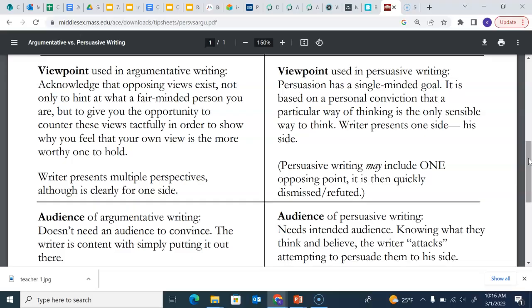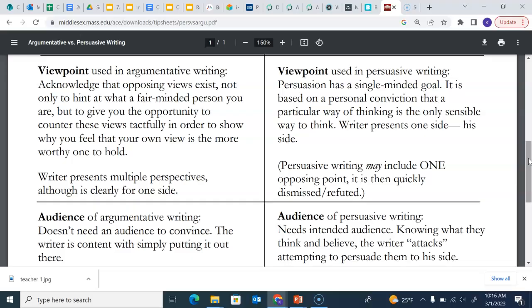In terms of the viewpoint used for argumentative writing, the author will acknowledge that there are opposing opinions. They will not only just hint to you that they're there, but they will give you an opportunity to see what those counter opinions are, and they will show them to you. And they will show you how they are worthy, but how they are not as meaningful as the opinion of the writer. And the writer will make sure that you understand that the opinion of the other side of the argument isn't quite as strong, although they will not discredit the opinion of the other side of the argument.